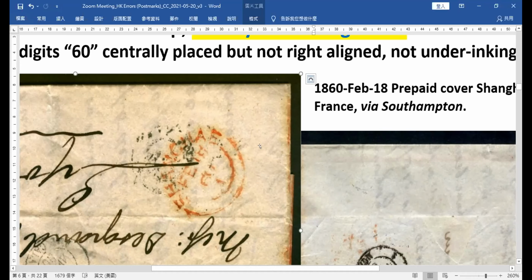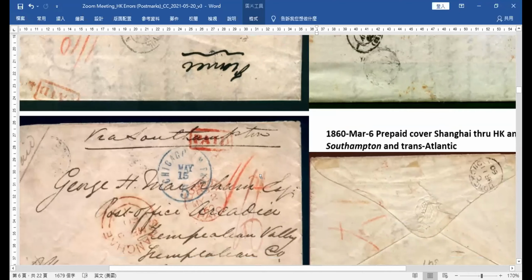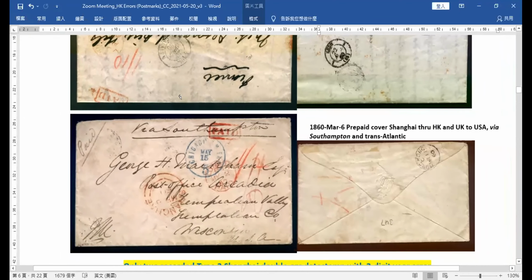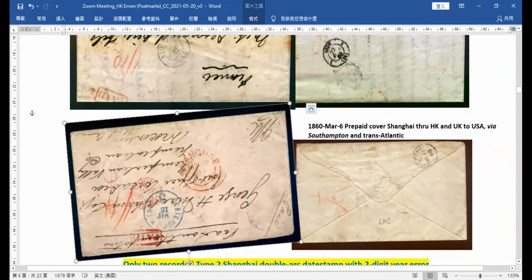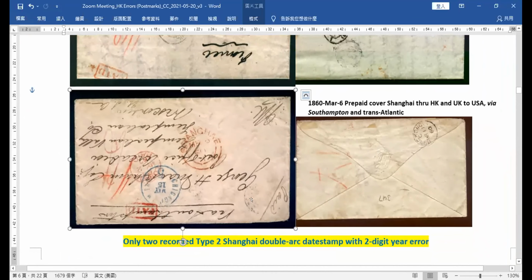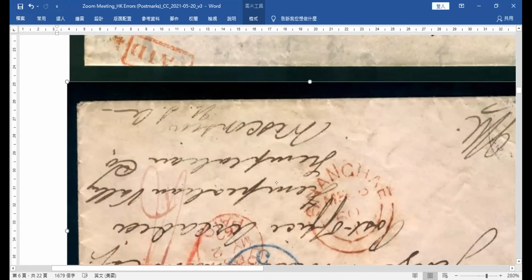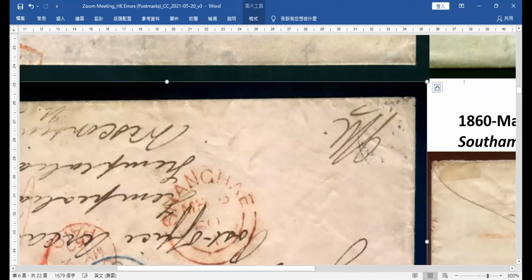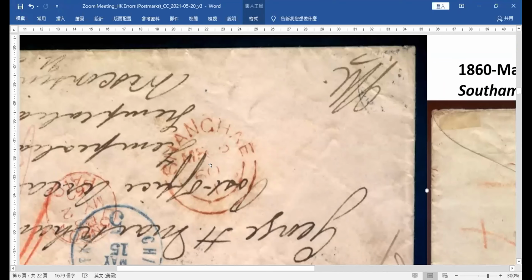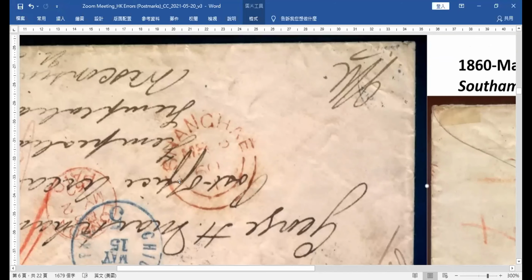Okay. Interesting, huh? Then I turn it around another, and then enlarge it. The 60 is a little bit left aligned, but it's still central. Okay, 1/8 missing.